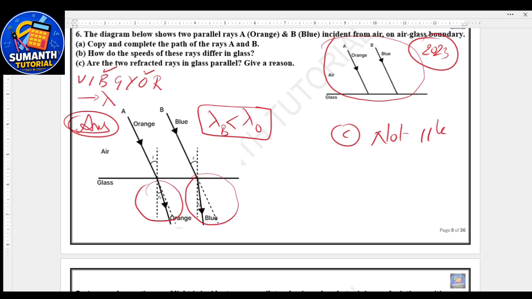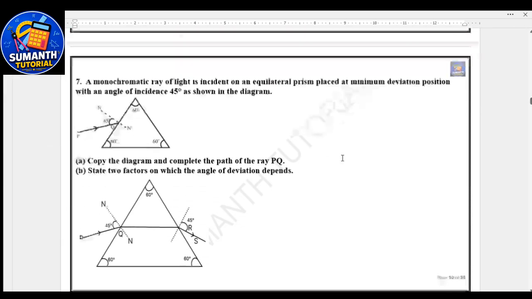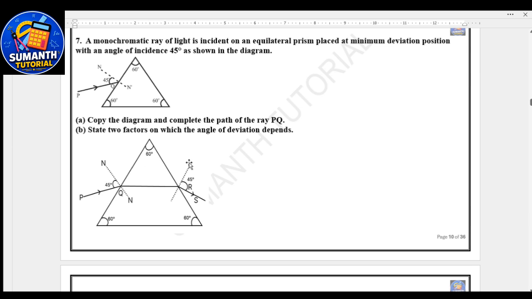Clear? As the wavelength increases, that deviates least. This you make a note. So if the wavelength increases, deviation becomes least. Wavelength is increasing, deviation is decreasing. That's it. Clear? Then go to the next question, seventh one.